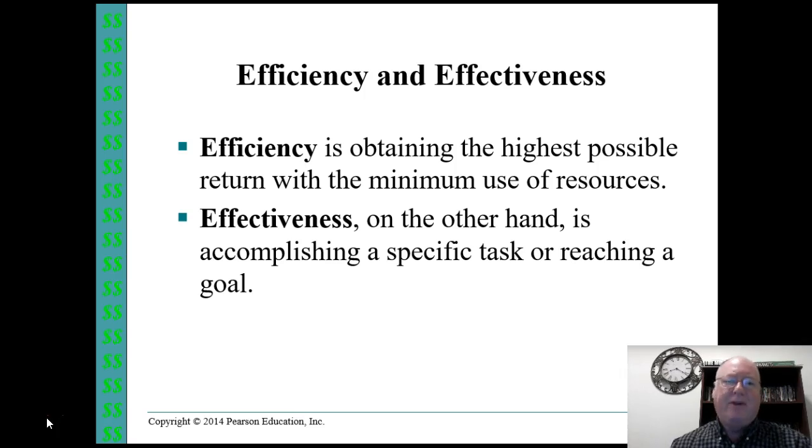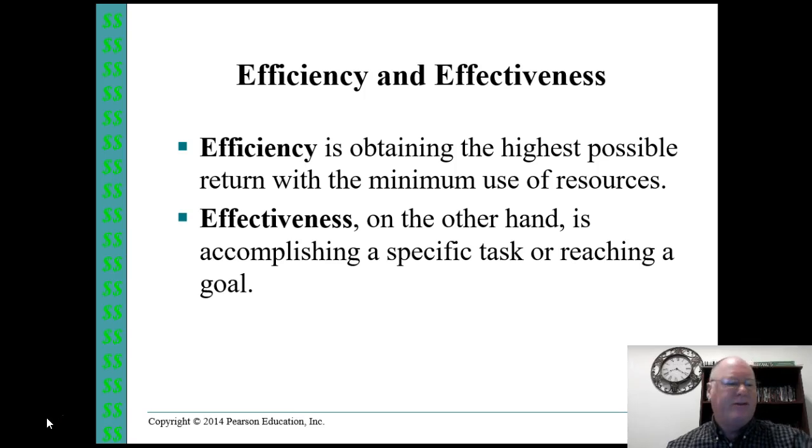A great example of the difference between efficiency and effectiveness is the invention of the assembly line itself. When Henry Ford put into practice the assembly line for assembling automobiles, they were still very effective, just as they were before in getting an automobile built, but it became much more efficient by introducing the whole concept of assembly lines.